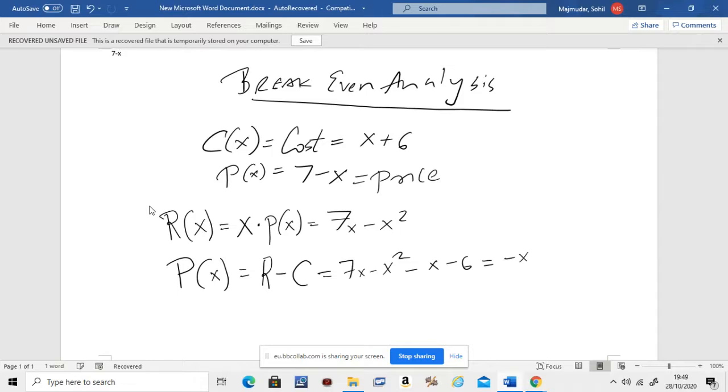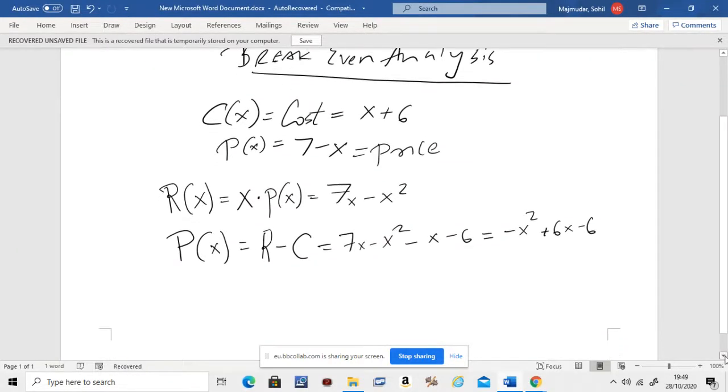Now just that: minus x squared, 7x minus x is 6x, minus 6. This is your profit function. Okay, so this is how you get the revenue function, and this is how you get the profit function. Okay, let's do a bit more.